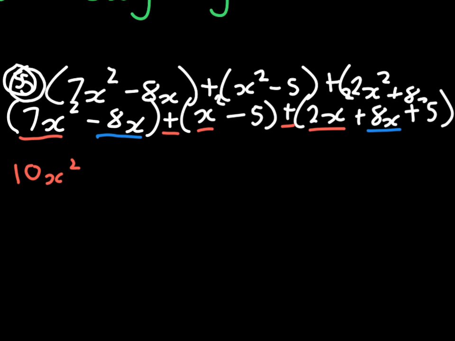Lastly, we can have a look at our constants. We've got minus 5 in the second set and plus 5 in the third set. Minus 5 plus 5 gives us 0. So our final answer is 10x squared.